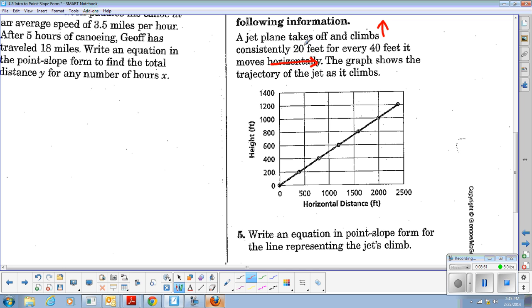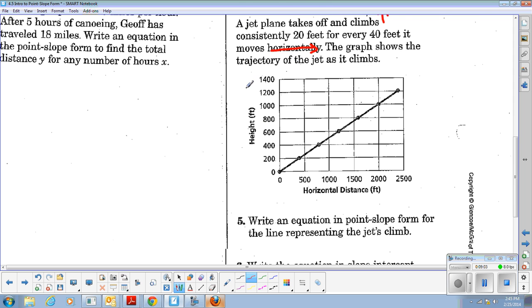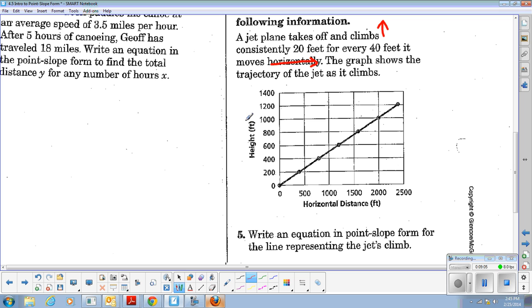So when you look at this, what number are they trying to hint at? Up, over to the right. They're trying to tell you what that is. The graph shows the trajectory. Trajectory means, which way is it going? How fast is it going up? That's what the word trajectory is about.